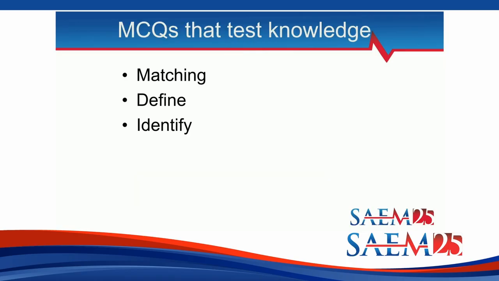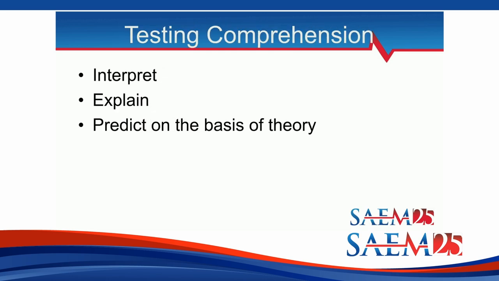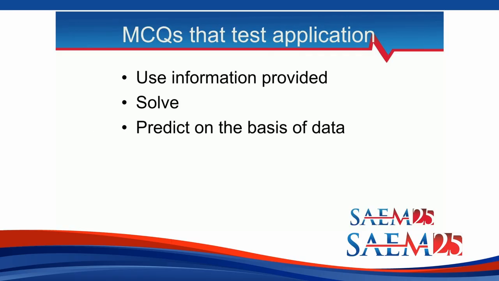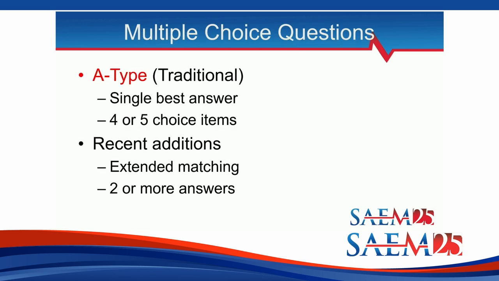So some of the things that test knowledge: matching questions, definitions, identify, things like that. As we get up into comprehension, the next level up, we ask people to interpret some stuff, right? So here's some lab values, here's a test result, put that into this information, explain what's going on or predict what you think is going to happen next. And then as we get to application, the next level higher than that, right? Put the information that's given to you in a question to use, put pieces of information together, solve problems, predict things based on the data that's given to you. And we'll look at some different examples of that.